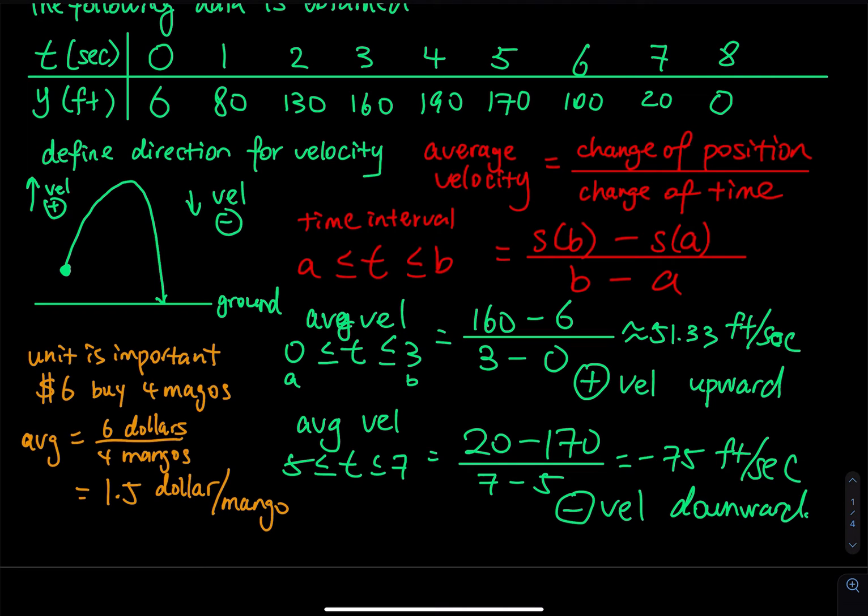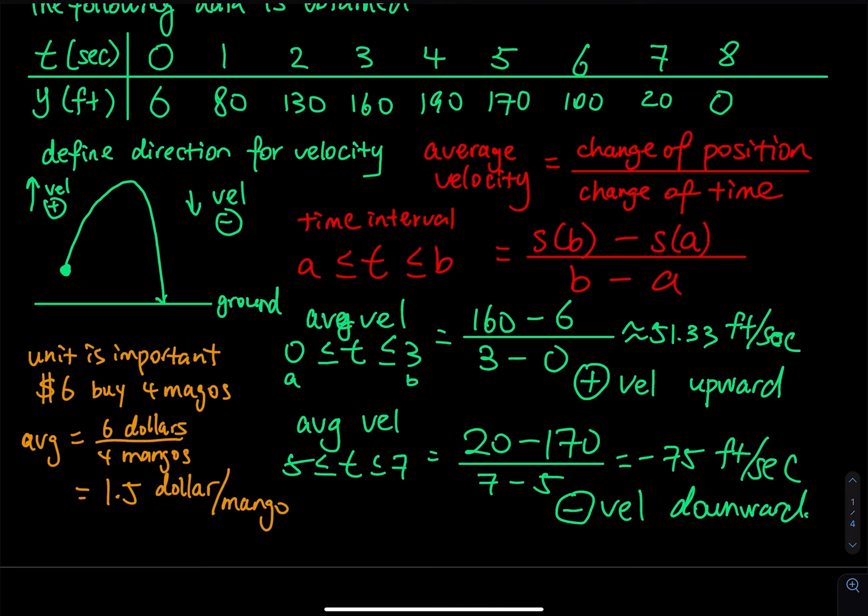So when you pay for gas, you pay $4 per gallon, right? You pay $3.50 per gallon. So we have the dollar on top and the mango on the bottom. That's why this is a dollar per mango. You don't say 1.5 mango per dollar. You never heard of that, right? You never heard of 4 gallons per dollar, right?